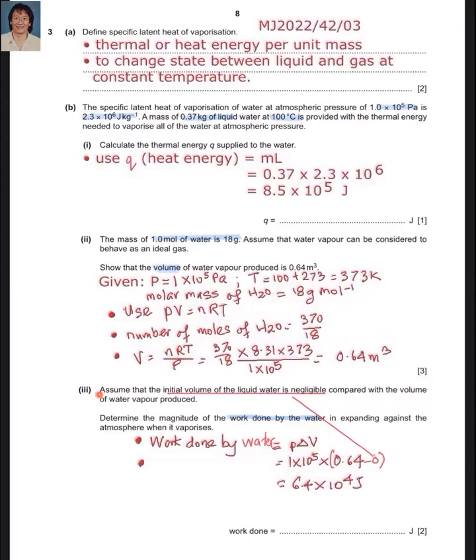Then for part 3, assume that the initial volume of the liquid water is negligible compared with the volume of the water vapor produced. Determine the magnitude of the work done by the water in expanding against the atmosphere as it vaporizes. To do this question, you need to know that the work done by a gas, in this case water vapor, is P times delta V. P is the pressure, delta V is the change in volume. The pressure is given to you as 1 × 10⁵ Pascal. Then the change in volume is 0.64 minus 0, because the question says that the initial volume of the liquid water is negligible. So this will give you 6.4 × 10⁴ joule.